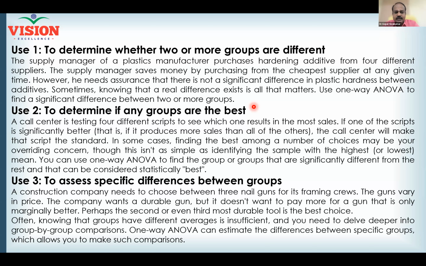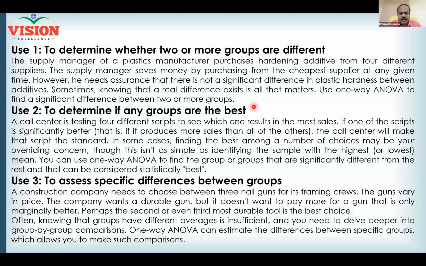and your management or your department's objective is to find out the cheaper supplier, the supplier who can supply the raw material cheaper. At the same time, you don't want to compromise on the quality of the material. In this case, it is the hardness of the plastic. But we always know that variation exists in all scenarios.